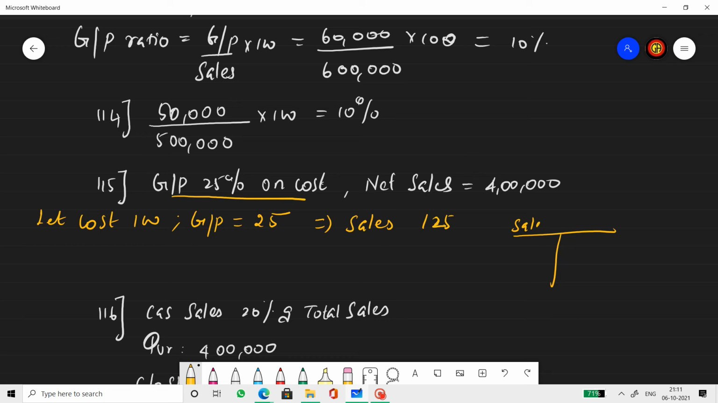When the sale is 125, the gross profit is 25. So to have a sale of 4 lakh, what is the gross profit? So 4 lakh, GP equals 4 lakh into 25 by 125. That's 1/5. So this way you get the gross profit. And once you get the gross profit, you can put gross profit by net sales into 100.